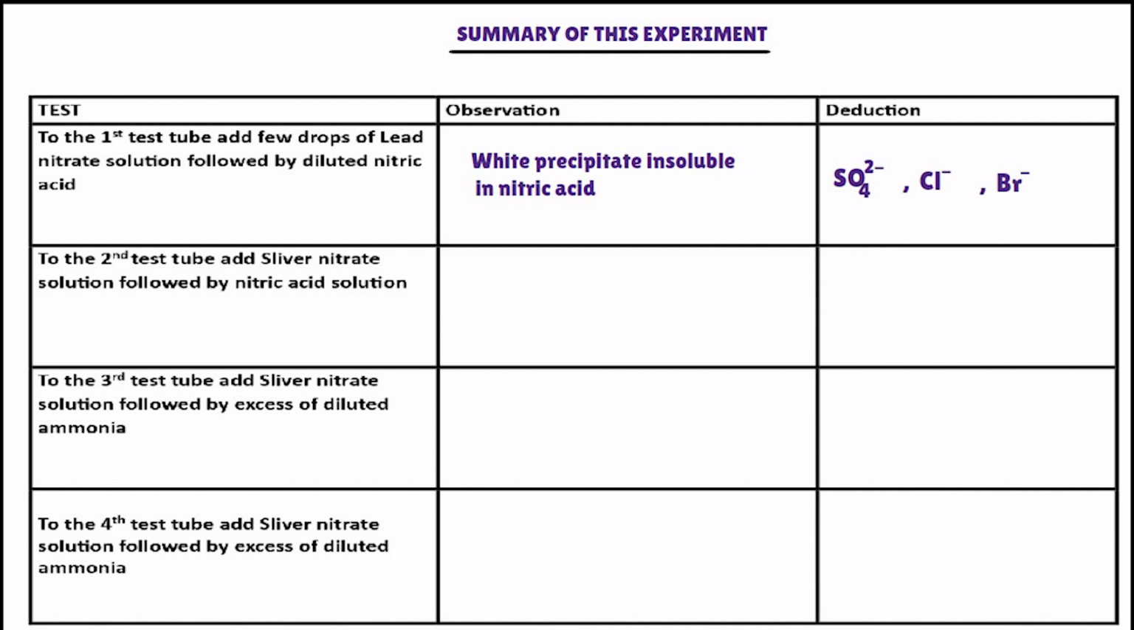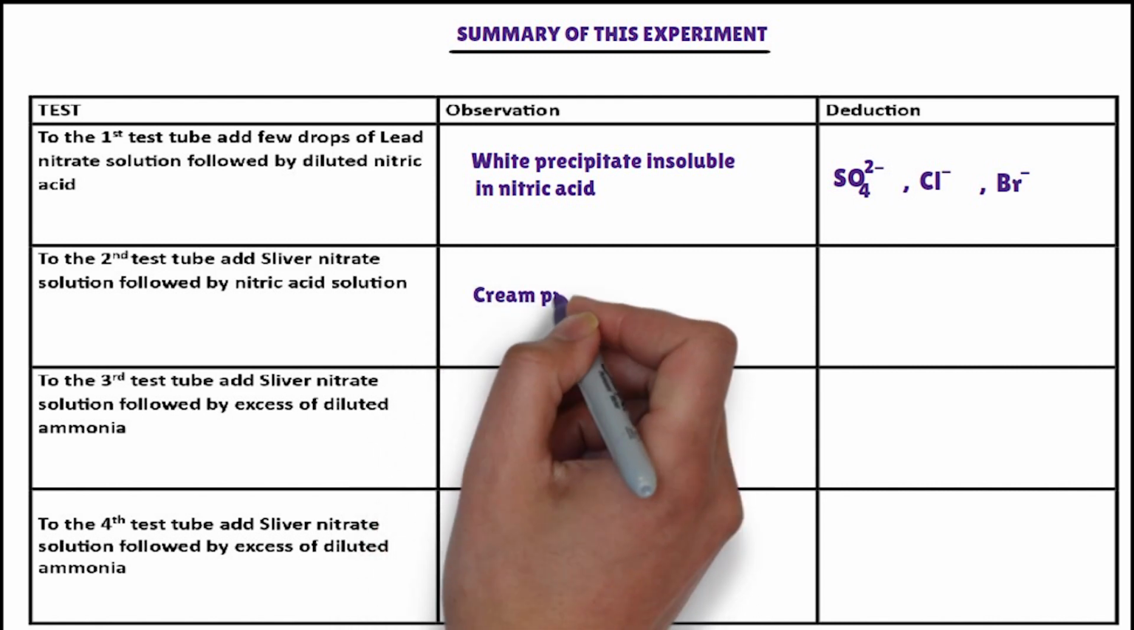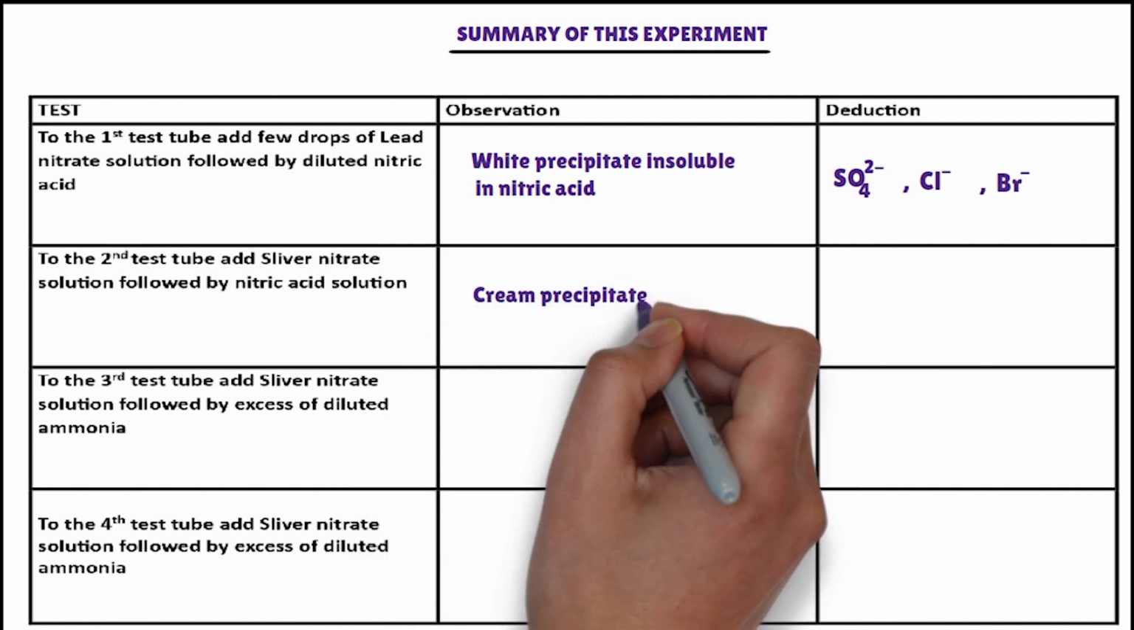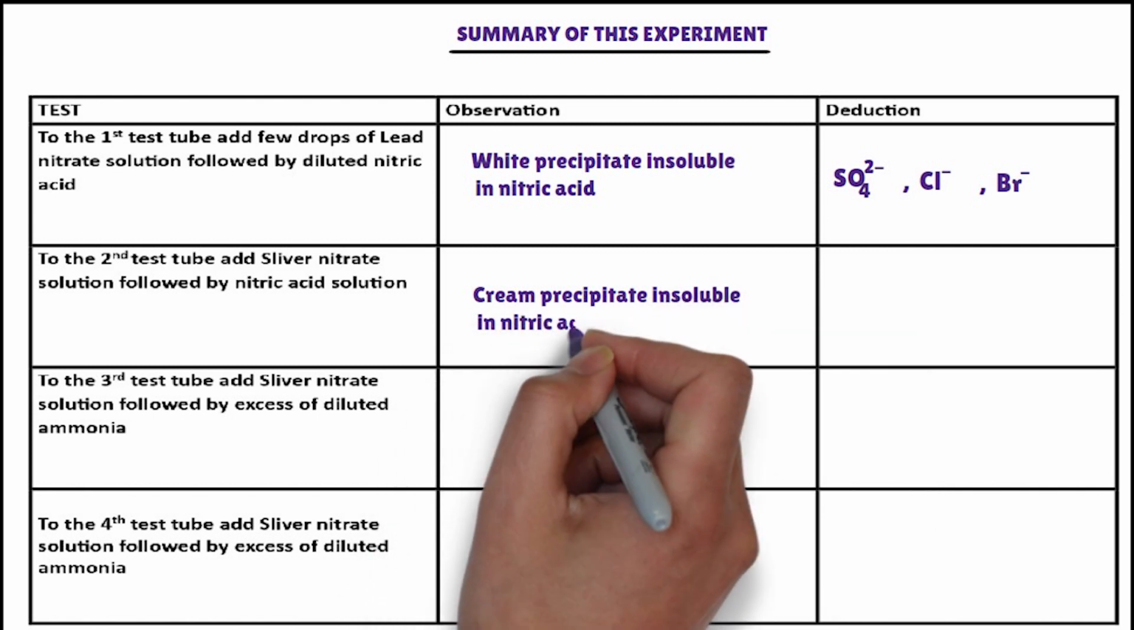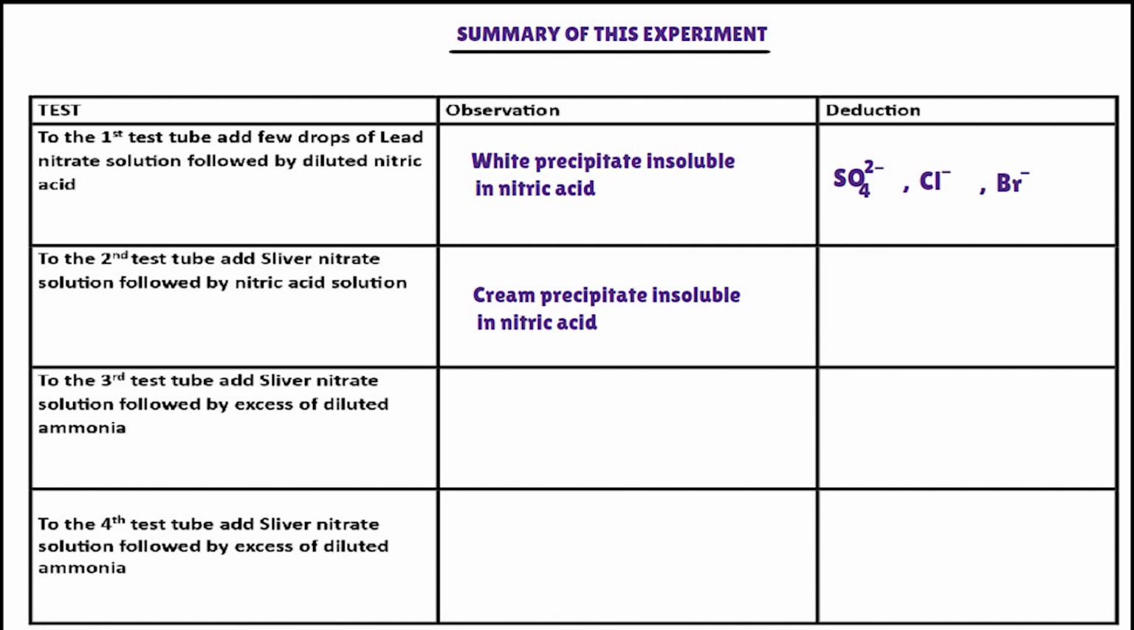To the second test tube, silver nitrate solution is added followed by diluted nitric acid. The anion from the above list that reacts with silver nitrate solution to form a cream precipitate, and the precipitate formed is insoluble in nitric acid, is bromide.